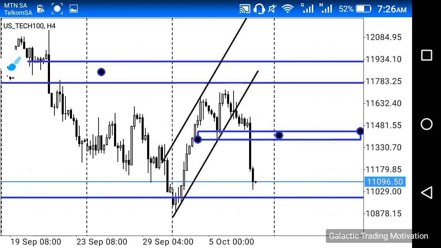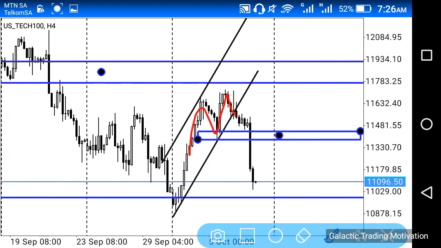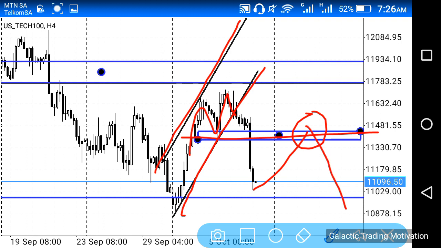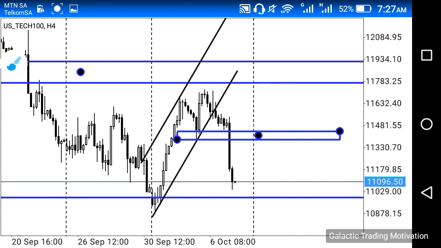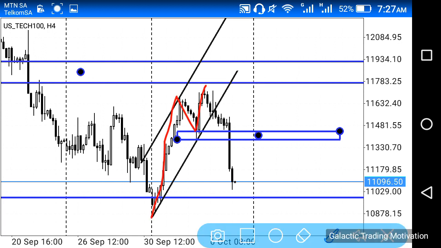Number one, we have this M structure, right? Number two, we have that neckline being broken to the bottom side. Number three, we have the channel being broken to the bottom side as well. And should price revert, we would look for potential selling opportunities at that point. And as I said, our first take profit should be this point over here, right? And that would be the completion, as I said, of this M structure, right? I hope you guys can see that.